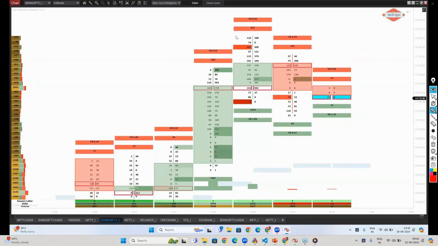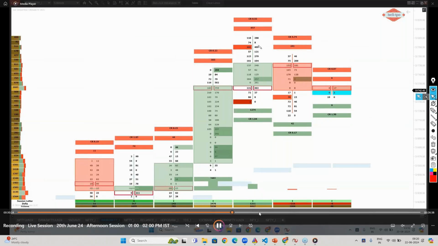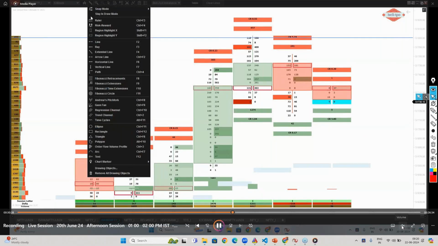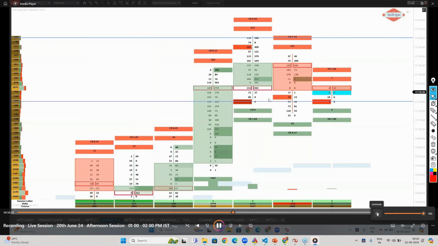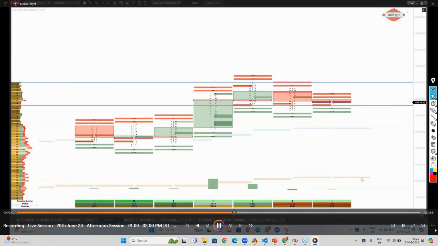Maybe I'll do one thing. I'll unmute it so that you can hear the live conversation, what we had exactly discussed. I'm going to move to 1x speed. So VWAP is like 51,500, in best case, day low test.